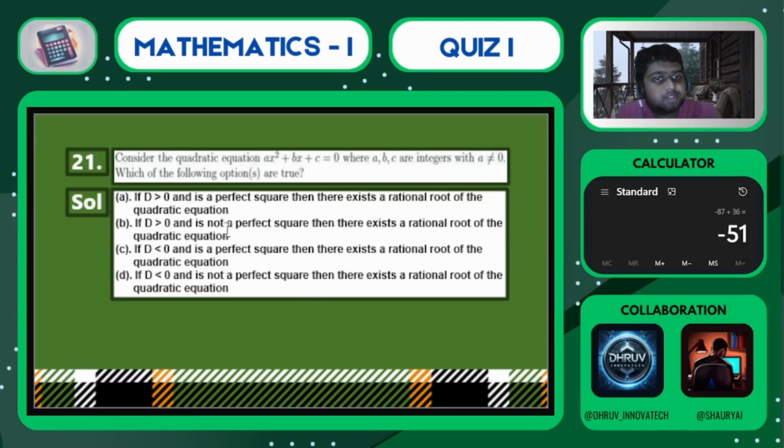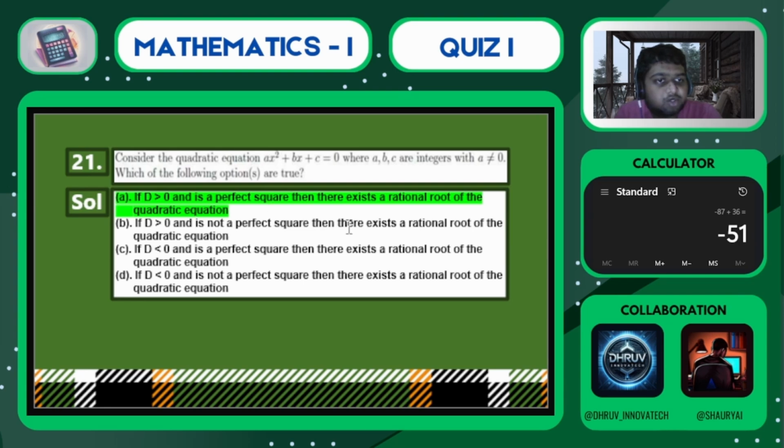Next, this is a conceptual question. We are given a quadratic equation ax square plus bx plus c, where a, b, c are integers and a is not equal to 0. Then which of the following is true? First, if D is greater than 0 and is a perfect square, then there exists a rational root of the quadratic equation. Absolutely true. When your discriminant's value is greater than 0, there exist real solutions.